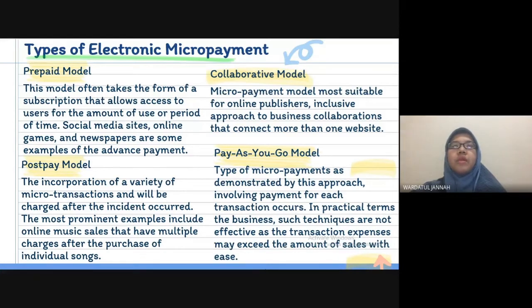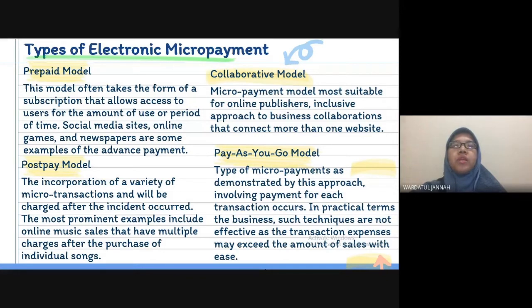Okay, collaborative model. This is more suitable for online preparation, inclusive offers to business collaboration that connect more than one website. Postpaid model is a variety of microtransaction and will be charged after the accident occurs. Contohnya, online music sales that have a multiple charge after the purchase of the individual song.